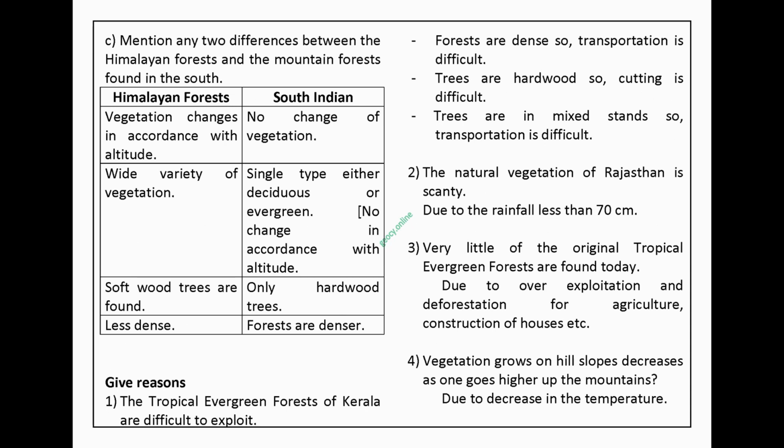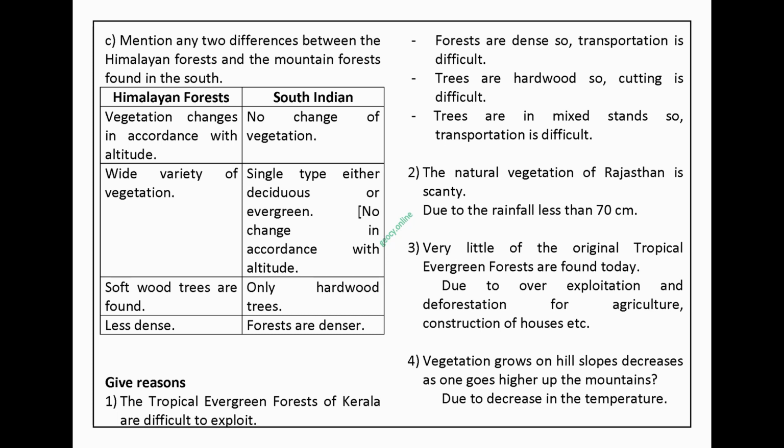Give reasons. The tropical evergreen forests of Kerala are difficult to exploit. Forests are dense, so transportation is difficult. Trees are hardwood, so cutting is difficult. Trees are in mixed stands, so transportation is difficult.